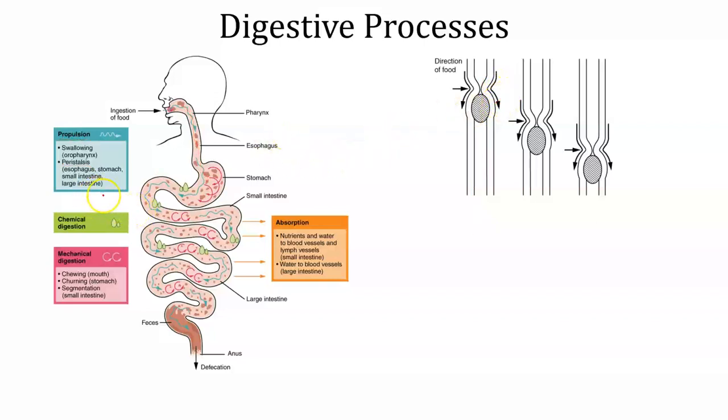Okay, above and beyond just propelling stuff through, a major role of the digestive system, as you can imagine, is digestion. And this happens in two forms. One would be mechanical digestion. This is simply just breaking down the large bits into smaller bits.